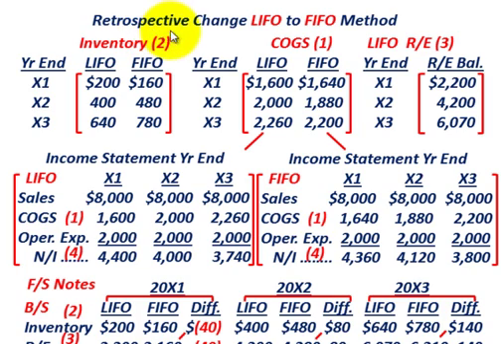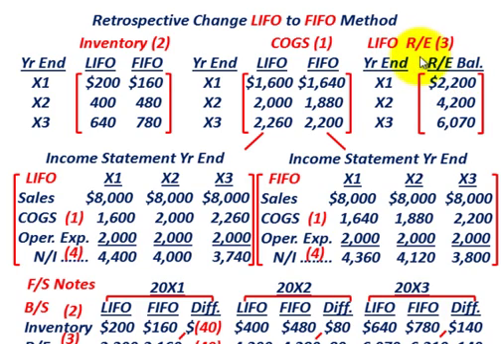Again, we're going to have a retrospective change from the LIFO inventory method to the FIFO method, and this is where we're going to make our adjustments to our financial records. We have an inventory account, shown for 3 years of year-end inventories, LIFO versus FIFO, and our cost of goods sold for those 3 years, LIFO versus FIFO. Then we have the LIFO retained earnings for each of those 3 years, the retained earnings balance at the end of the year.